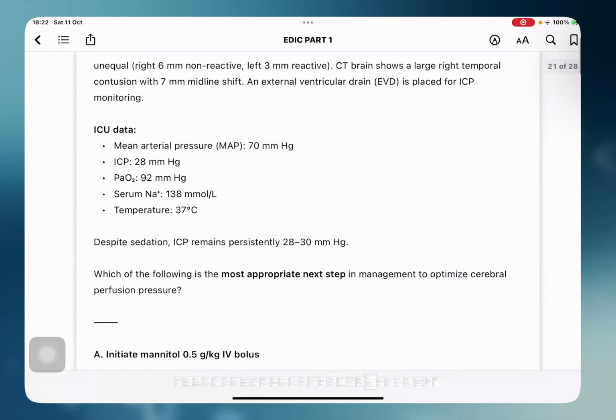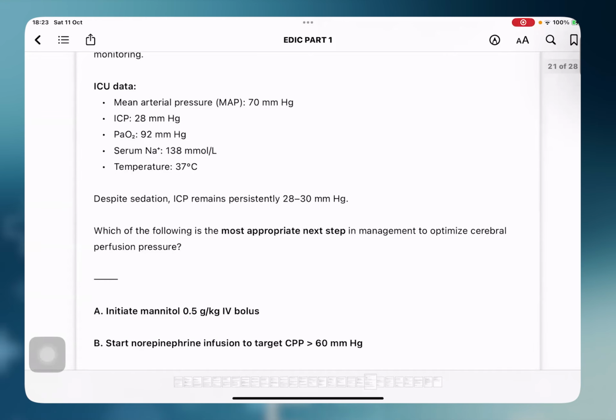EVD is placed for ICP monitoring. Mean arterial pressure is 70, ICP is 28. PaO2 is 92, serum sodium 138, temperature 37. Despite sedation, the ICP remains persistently at 28 to 30. Which of the following is the most appropriate next step in optimizing cerebral perfusion pressure?